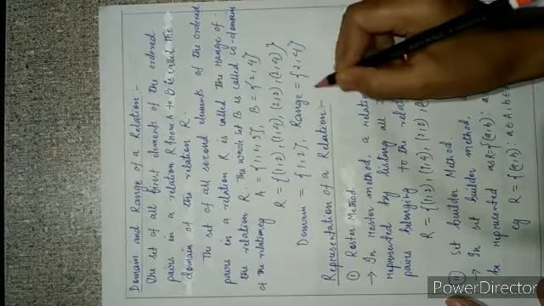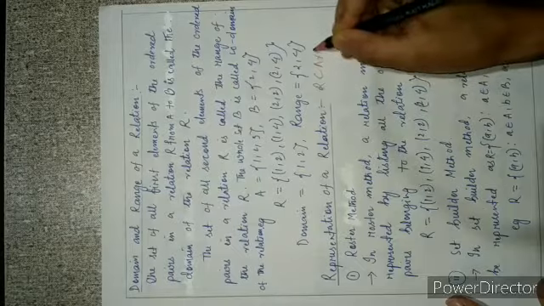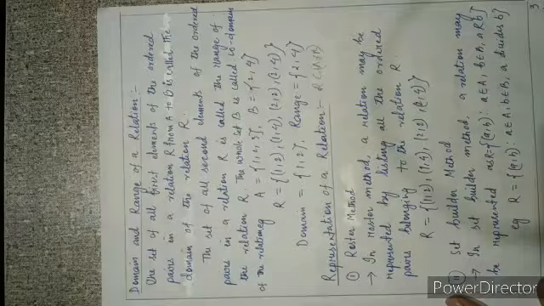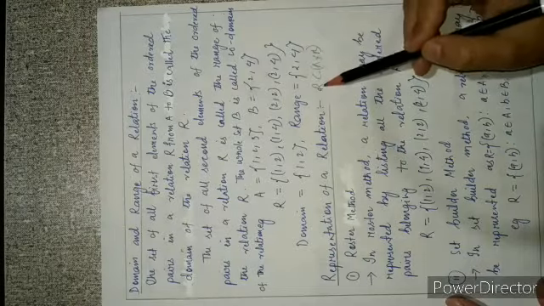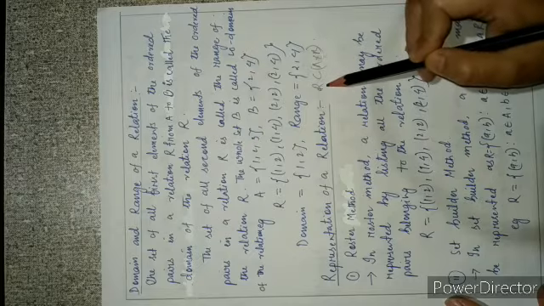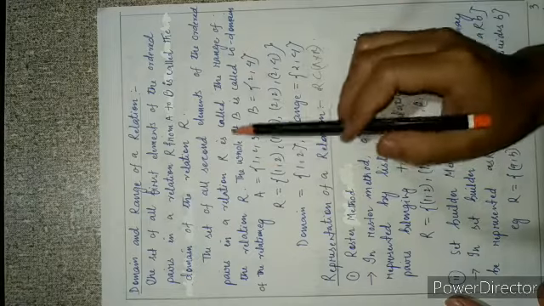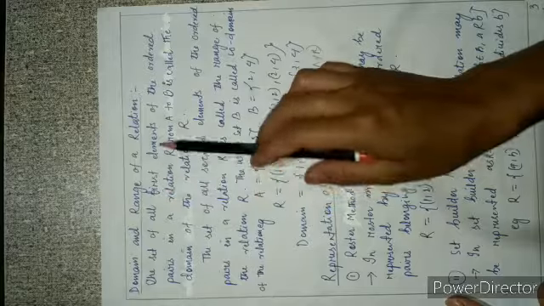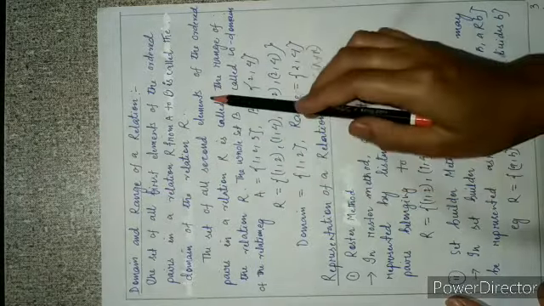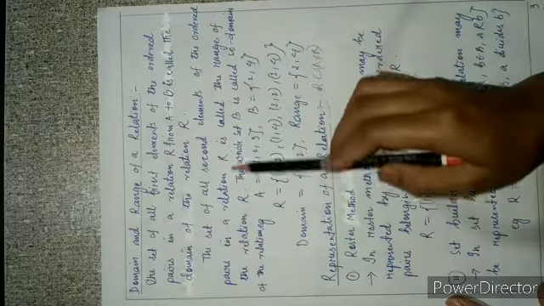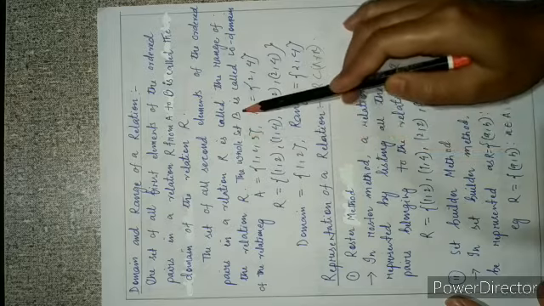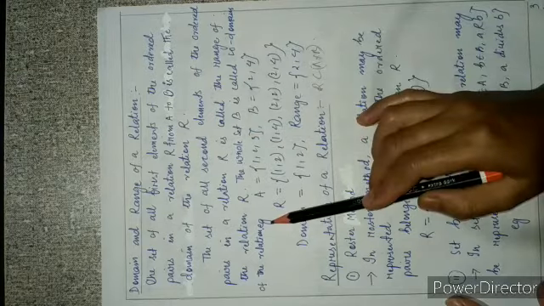R is a subset of A cross B. So there will be some ordered pairs belonging to the relation R. Then the set formed from the first components of the ordered pairs is the domain. Then the set of all the second components of the ordered pairs in a relation R is called the range of the relation R. And the whole set B is called the codomain of the relation.